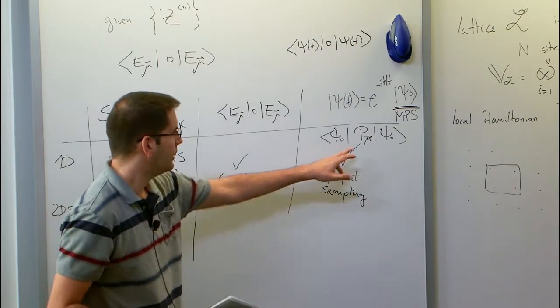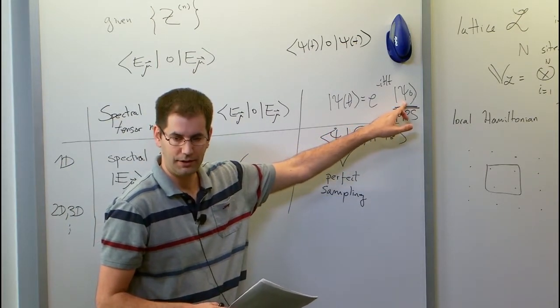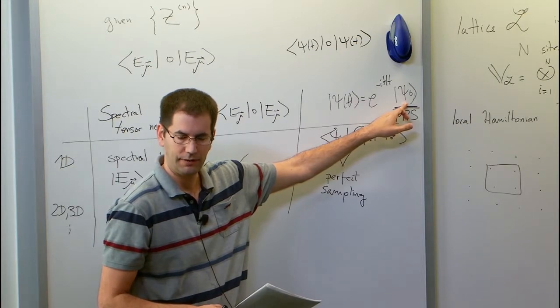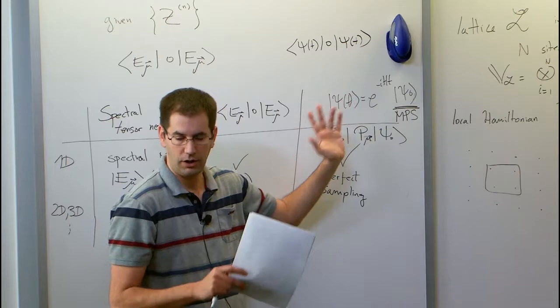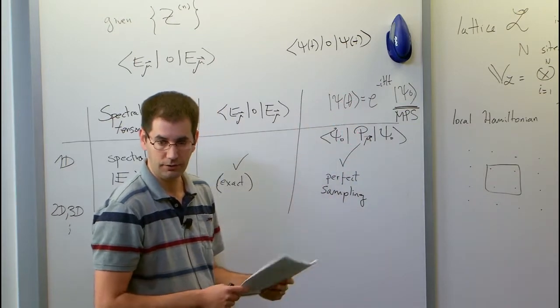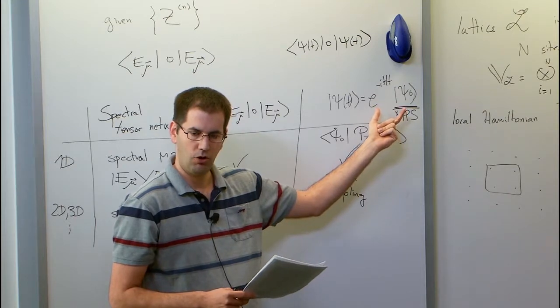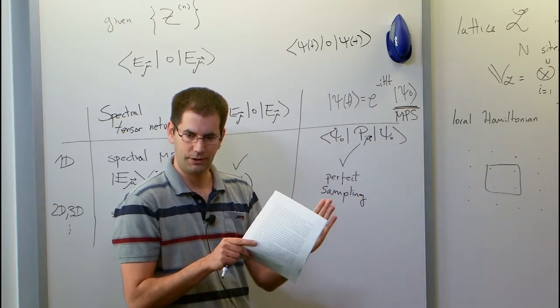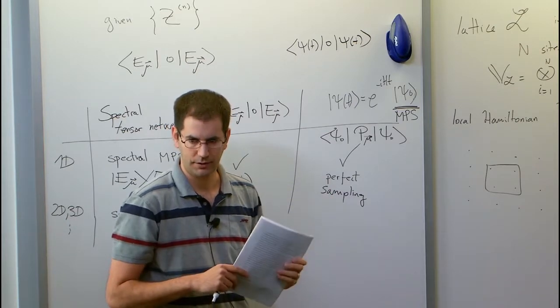But the idea is that you can always decompose this state into eigenstates of the Hamiltonian, and this will give you some amplitude, that state psi 0, an overlap with state E mu. And what you can do then is efficiently sample over those amplitudes, right? Or according to the weight given by those amplitudes.